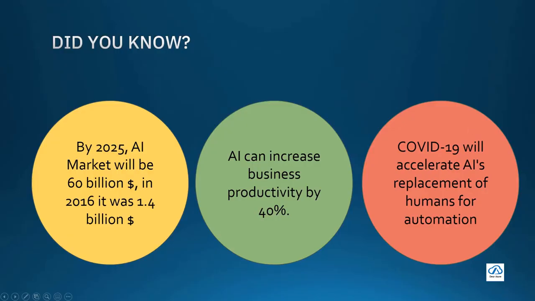Before we jump into data and AI solution designing, I just want to give high level information about where the market is going. We know about all those statistics that the data and AI market is growing a lot, and it will continue to grow. The stats that we see on the screen are from 2016 to 2020. But you can see the growth of the data and AI market from 2016 to 2025 is $1.4 to $60 billion, and it's growing more and more every day.